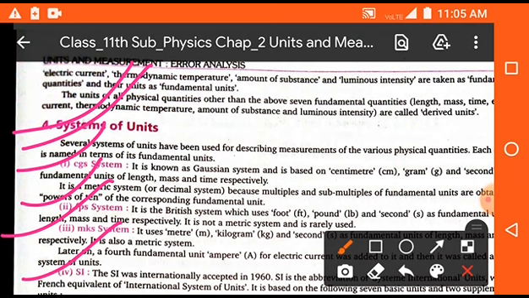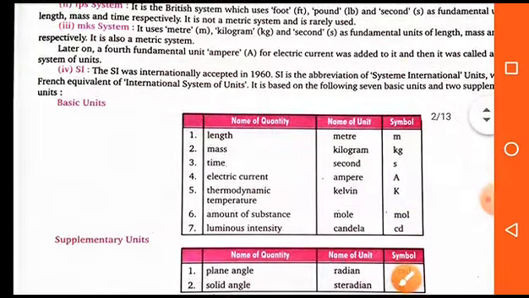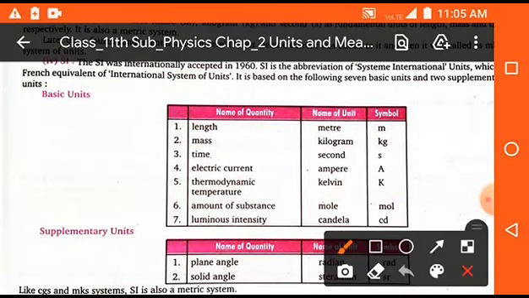Okay, students, the SI system is what we generally use in physics and in modern life for all physical quantities. In the SI system we also use mass in kg, length in meter, and time is common in all the systems and it is second. Clear? Okay students.